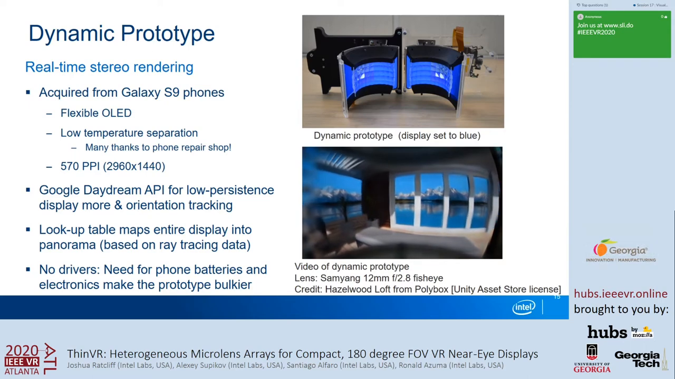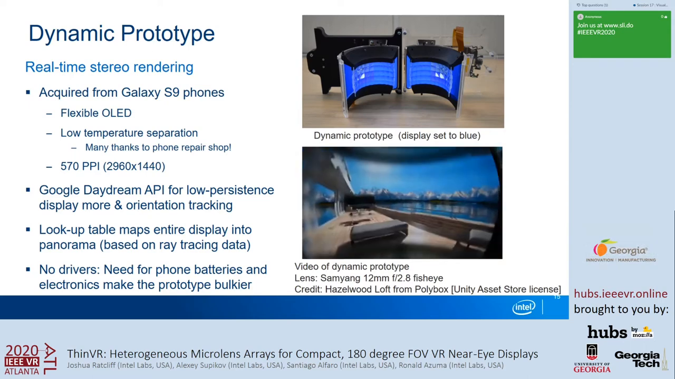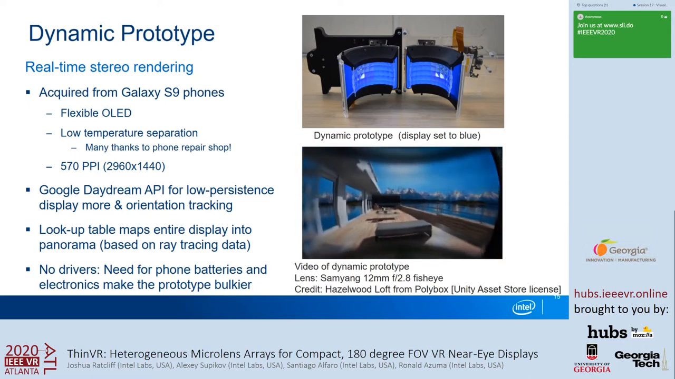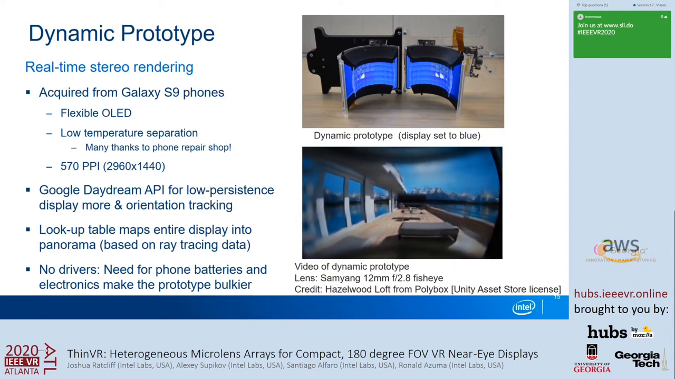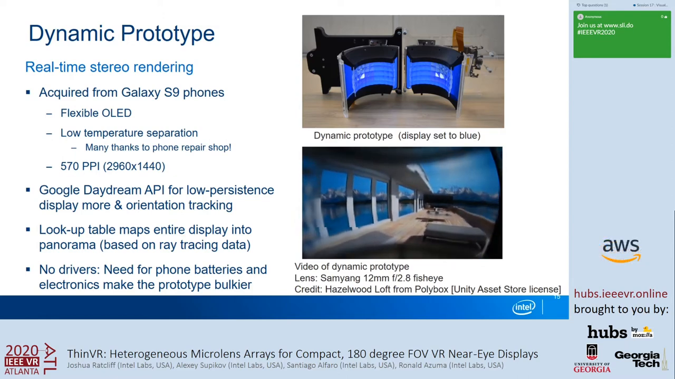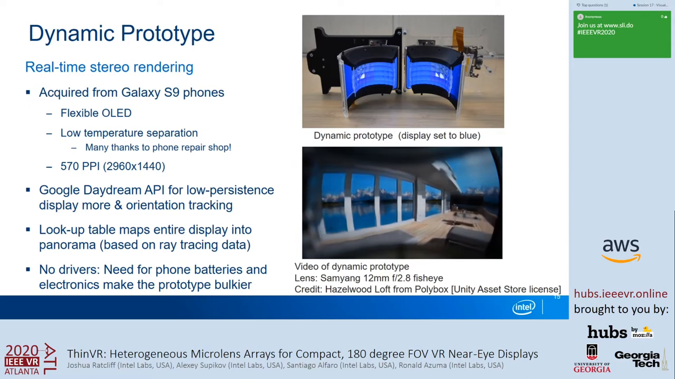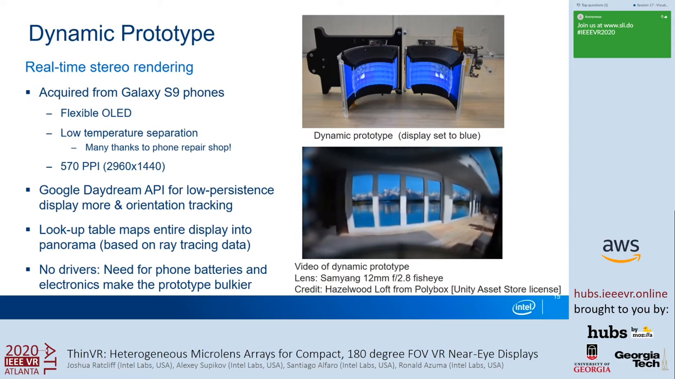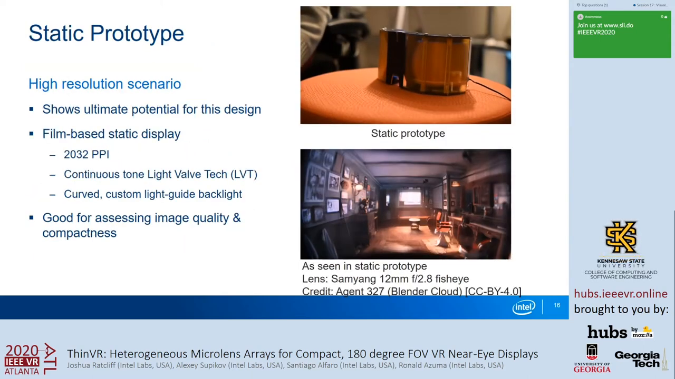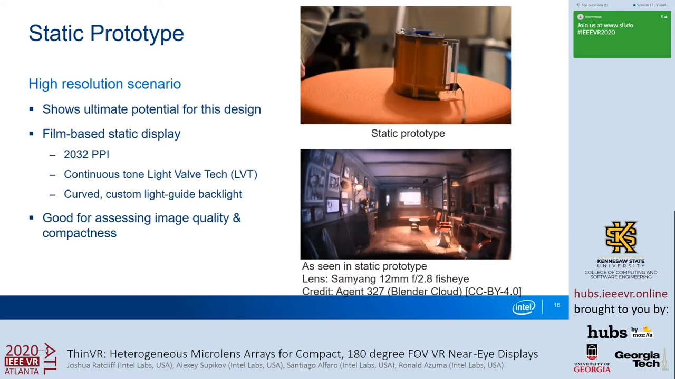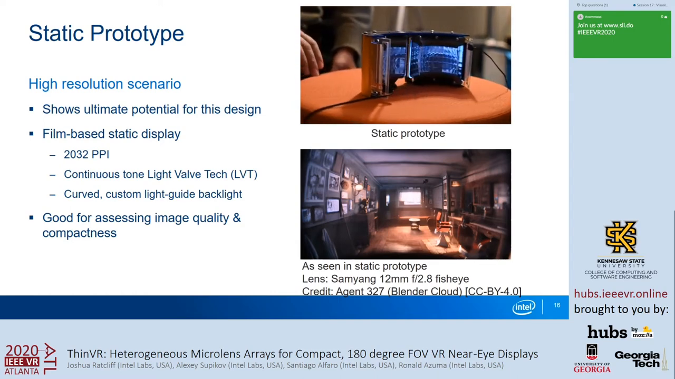But alas, not all issues could be solved. These OLEDs were never intended to be driven outside the cell phone. Thus, we had to attach the phone batteries and electronics to each eyepiece, making the prototype needlessly bulky. Furthermore, the displays have limited resolution. Our second prototype shows where we could go with much higher display resolution, were it available.